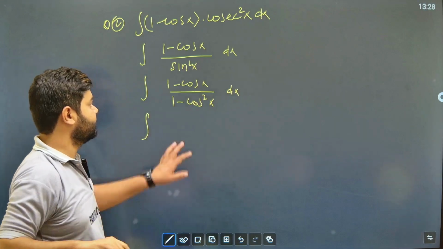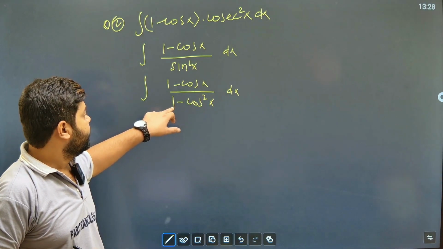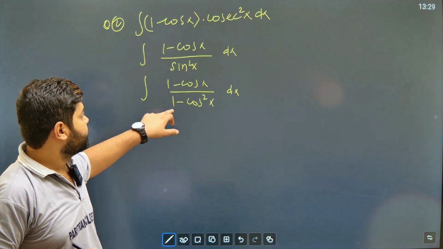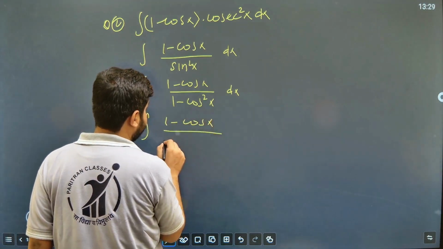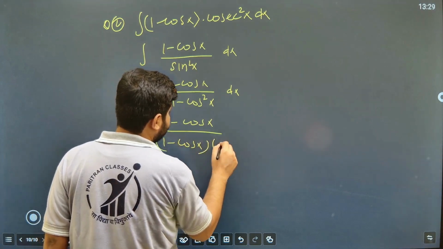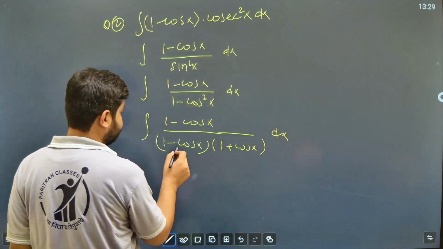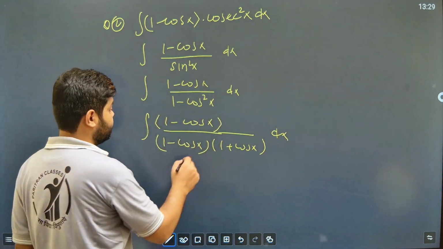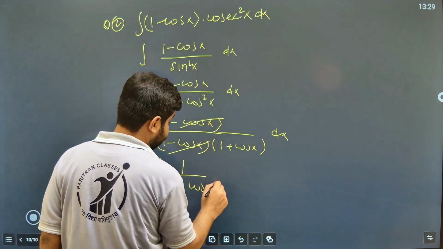So we can see here in the denominator it will be a square minus b square. So we can change the denominator into (1 minus cos x) into (1 plus cos x). And here 1 minus cos x and 1 minus cos x will be cancelled out. So we can get 1 upon 1 plus cos x.